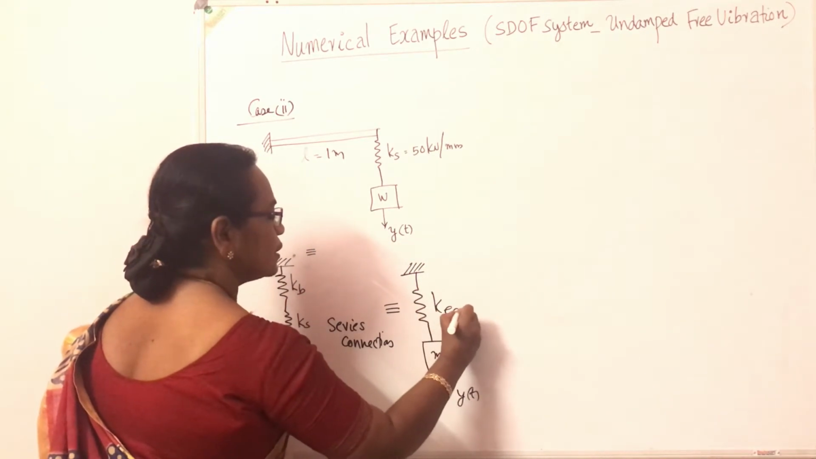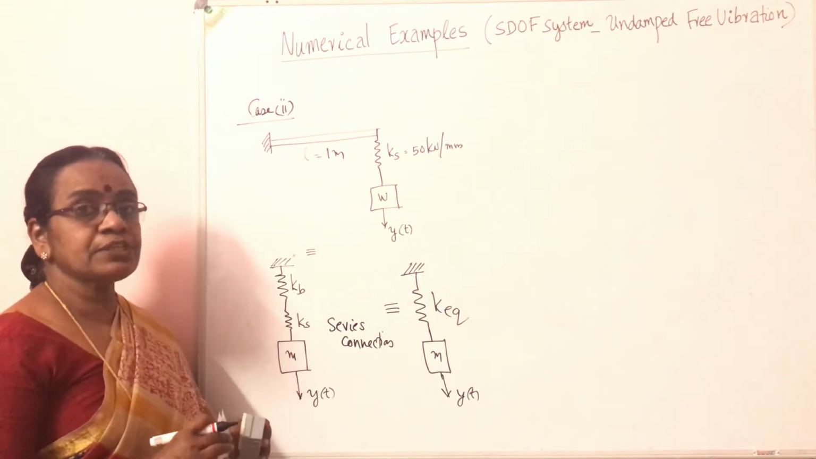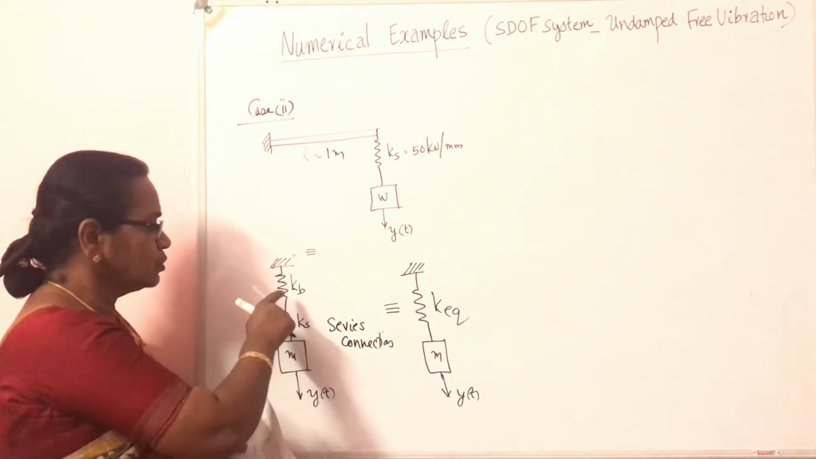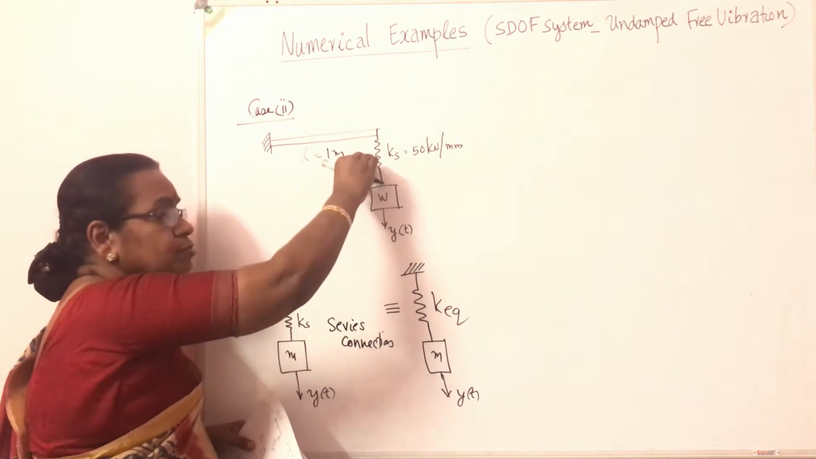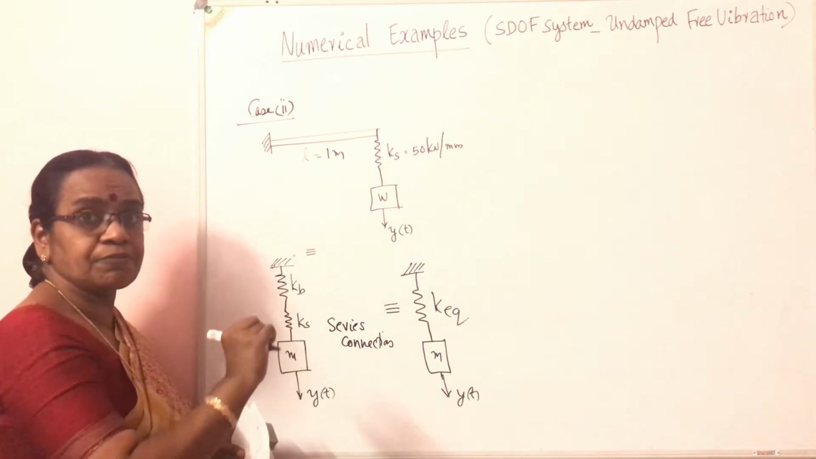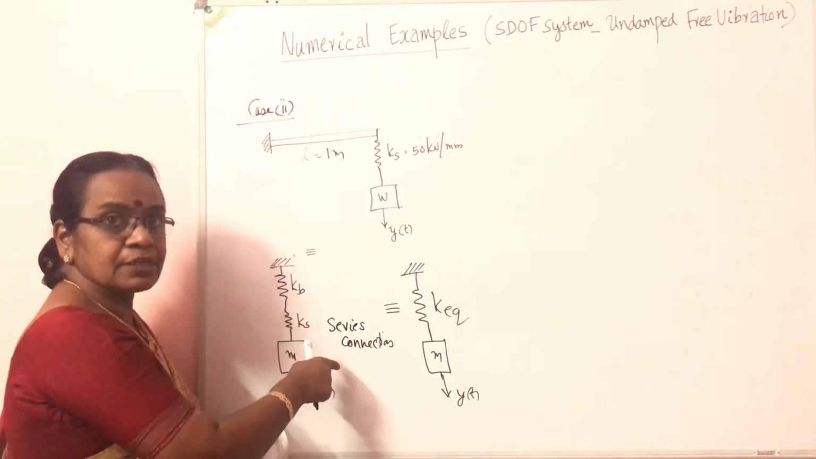Whose spring constant we can say as K equivalent. In the question they will not mention whether it is a series connection or a parallel connection. We have to understand that when the two springs deform, the beam undergoes some amount of deformation and the spring undergoes some amount of deformation, and both are different. Since y1 and y2 are different, it is equal to a series connection.